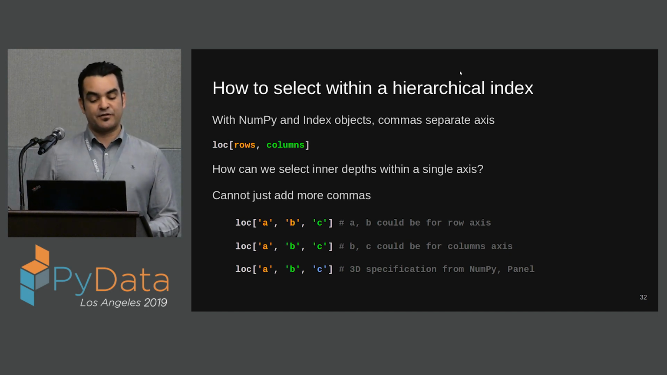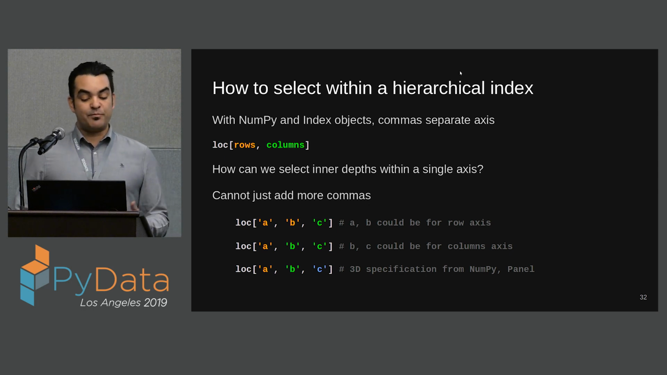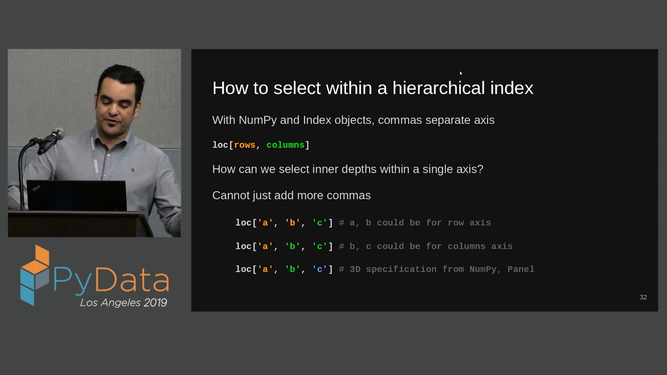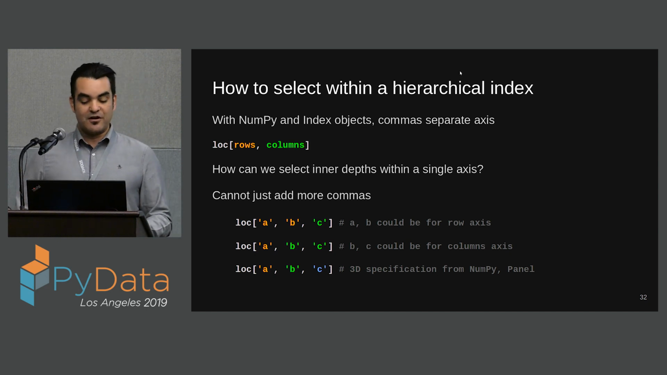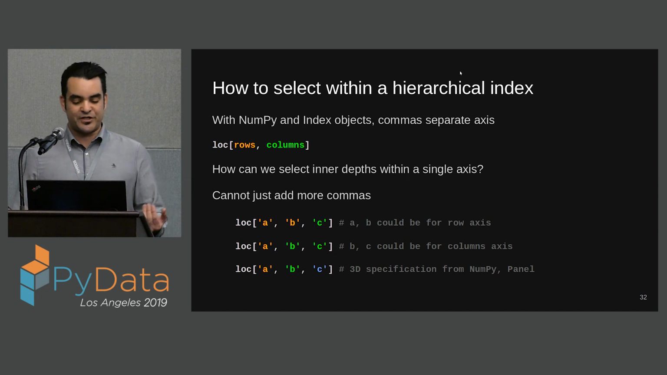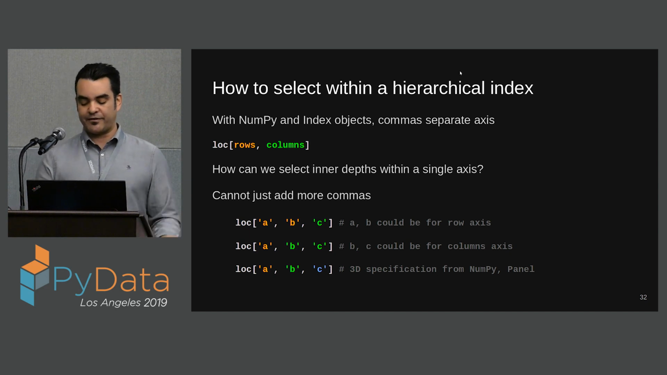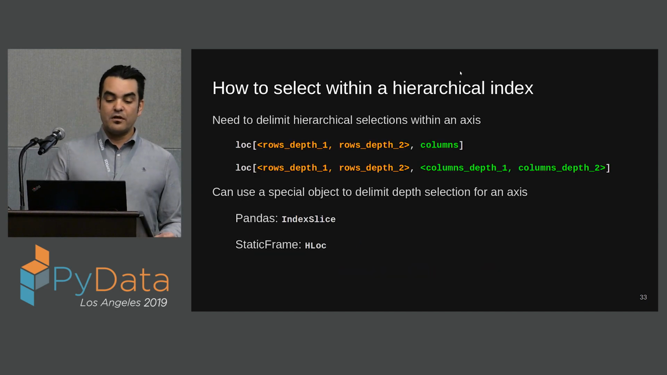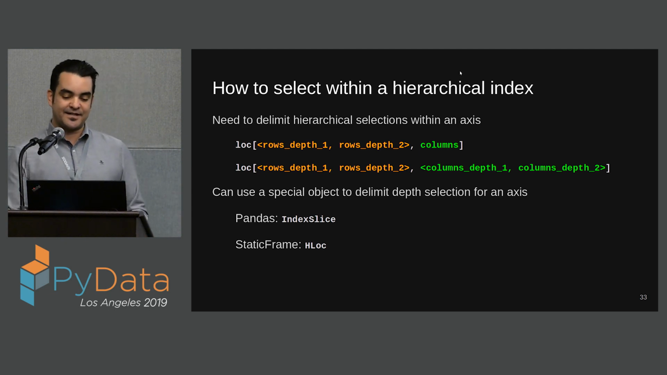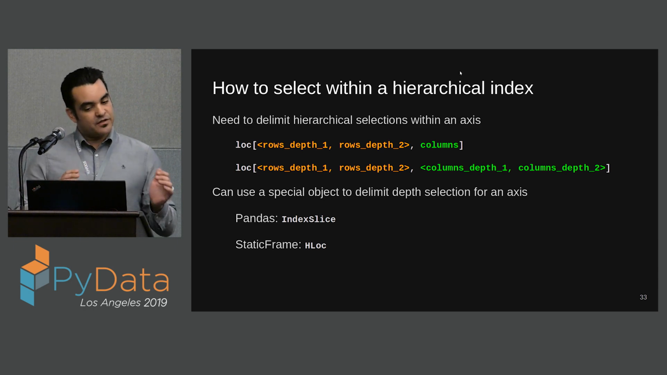It's ambiguous. So for example, if I have a loc call with A, B, and C, A and B could refer to the rows and C could refer to the columns, or A could refer to the rows and B and C could refer to the columns, or we could actually be trying to do some sort of a 3-dimensional selection, as we've seen with NumPy or the panel. So we need to delimit the hierarchical selections within an axis selection. We need some way to group these inner selections.